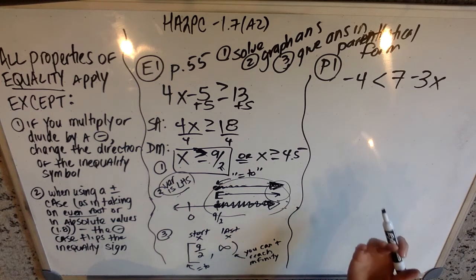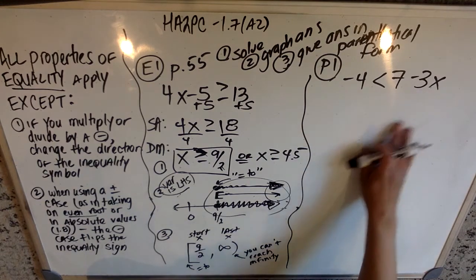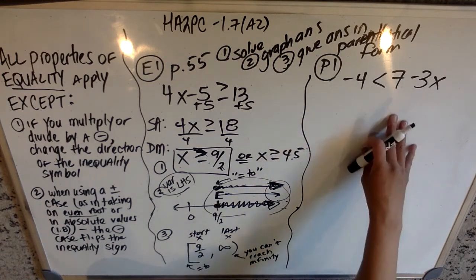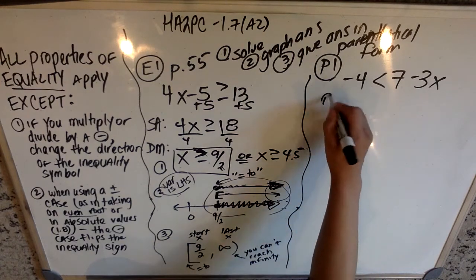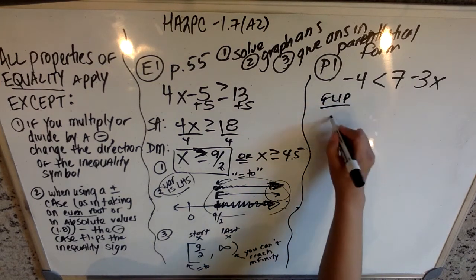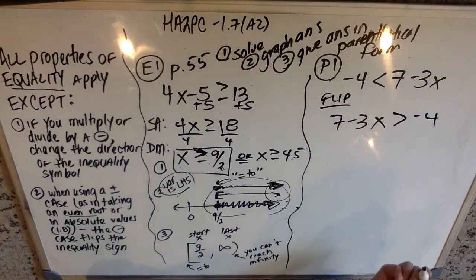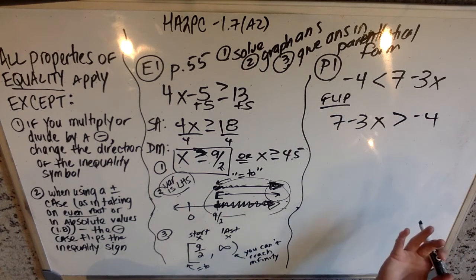So one way to deal with P1 is, since your variable's already on the other side, you could either add 3x to both sides to cancel the negative 3x, or you could just flip the whole thing. Remember, you're allowed to flip an entire inequality, right? But if you do that, you have to flip the direction of the arrow too. So I'm going to flip the whole thing.